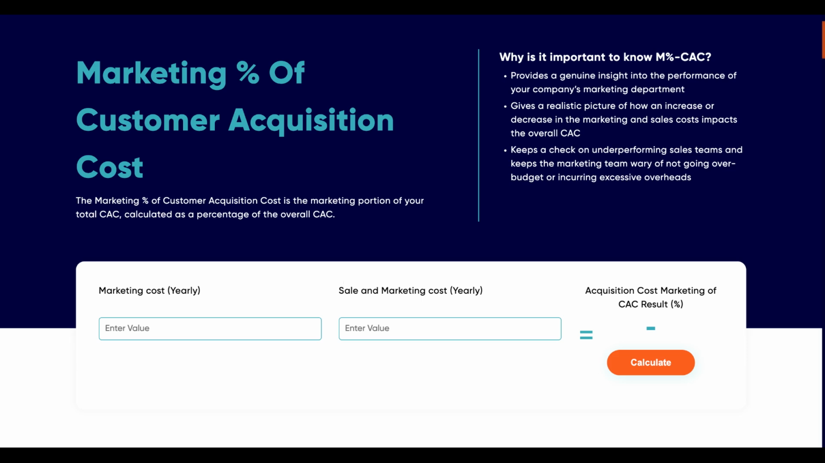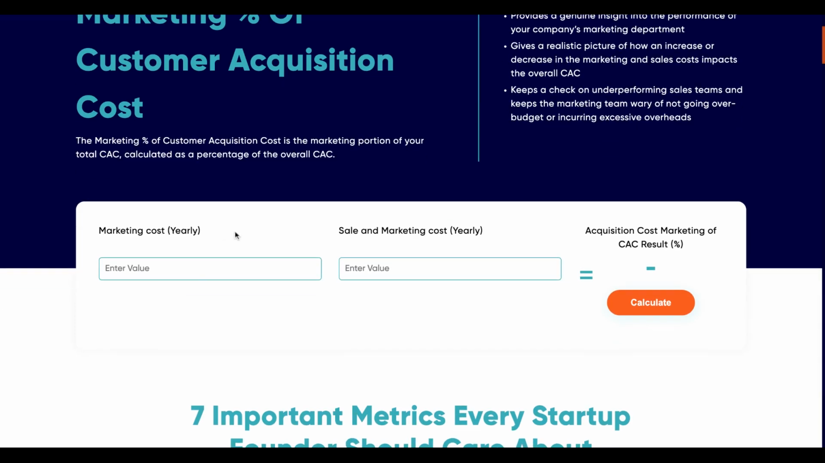So we have to be very, very mindful of sales and marketing cost and marketing cost alone. So let's look up this calculator with an example. Make sure that whatever input value you are plugging in these fields, the timeline for both the variables is same. So let's suppose you are a software company who spends 2,50,000 annually on marketing and 7,50,000 annually on sales and marketing combined.